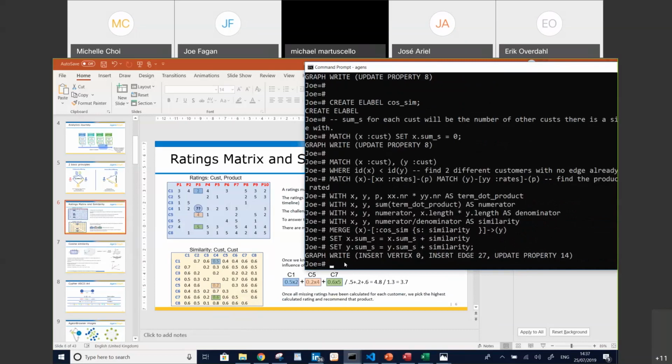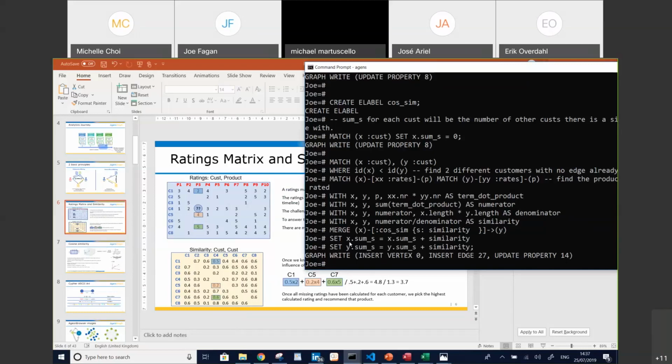I'll say it again, I didn't create a matrix. I didn't tell it what the dimensions were. I didn't tell it what type of object would be in the matrix. I didn't mention sparsity. And for free, I'm able to join all of the customers to all of the other customers with edges that store their similarity if they exist.